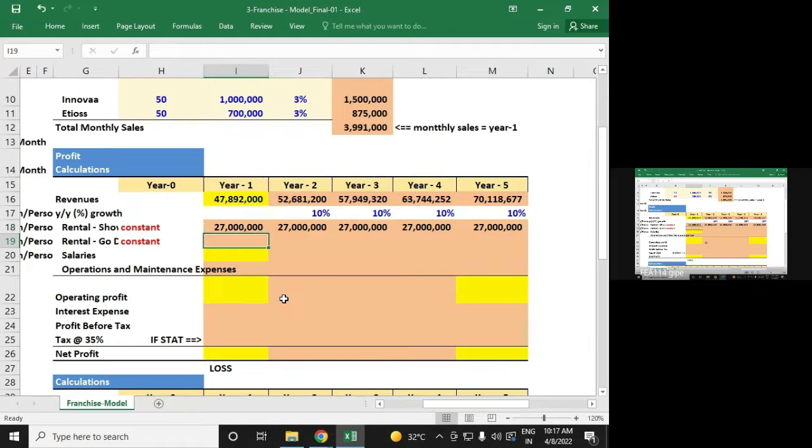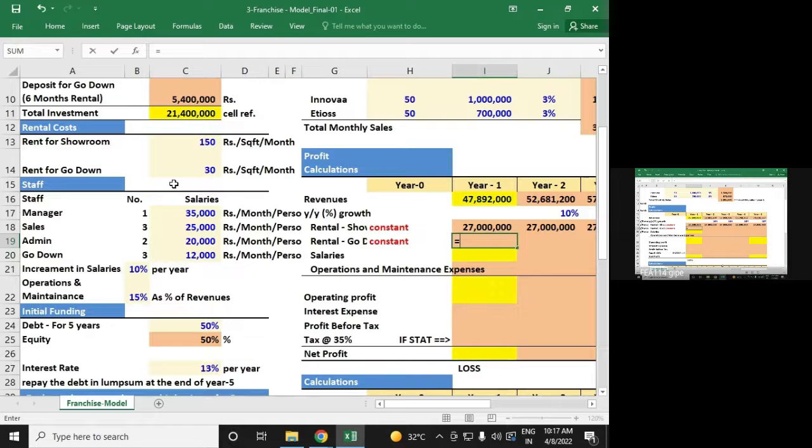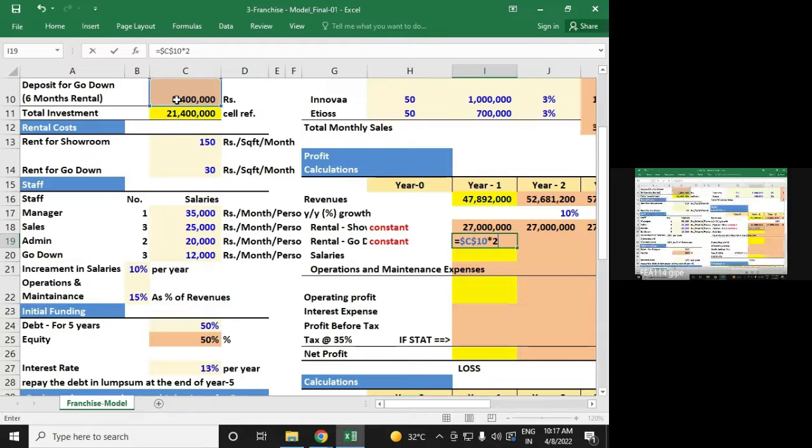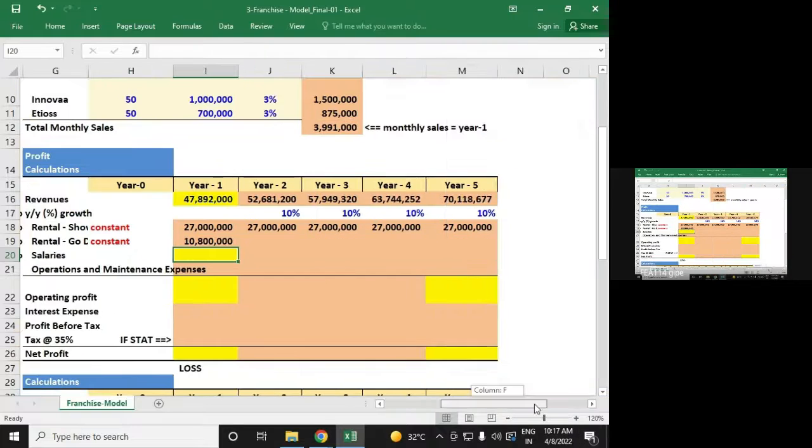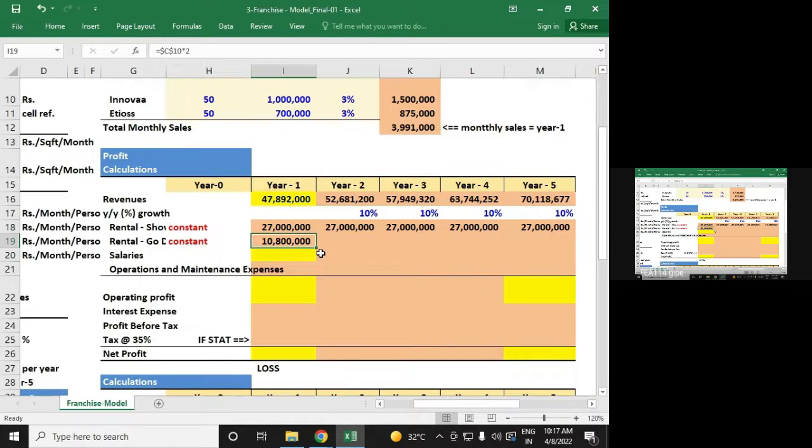Similarly, rent for godown, again 6 months rent is 54 lakhs. So into 2, we will put a dollar sign to it.